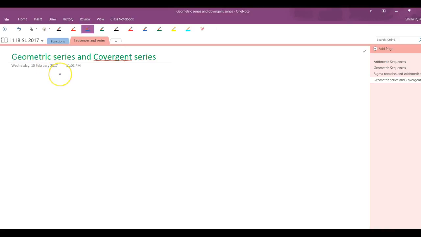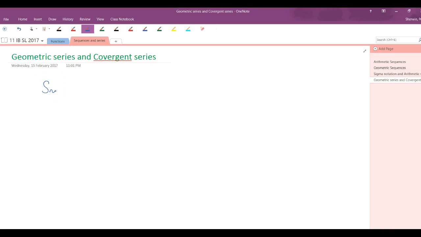This is the fourth YouTube in this section in chapter 6, and we've looked at, for an arithmetic, the nth term. For geometric, we've looked at the nth term. We've looked at the sum to n terms of an arithmetic. So now we're going to look at the sum to n terms for a geometric series. I'm going to just go straight into it.